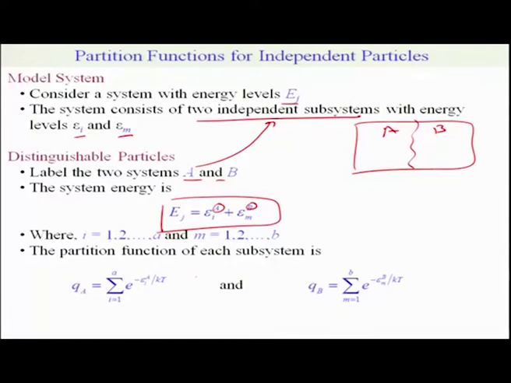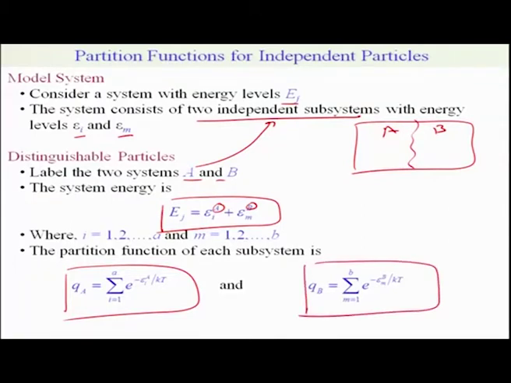Given this, you can calculate the partition function for each subsystem. The partition function for A would be simply this, summing from 1 to A, because i varies from 1 to A, and for B it would be simply this, where we are summing up the Boltzmann factor from 1 to B.